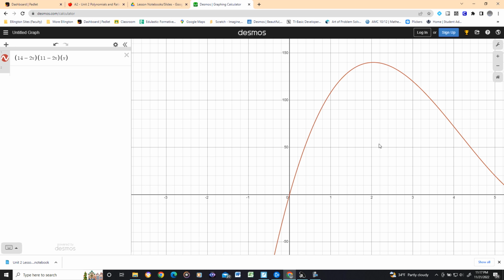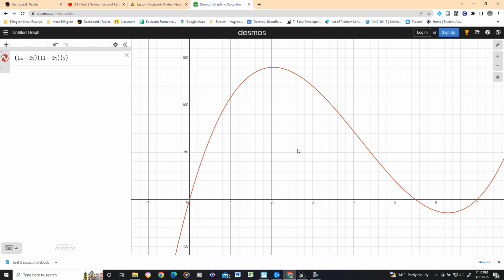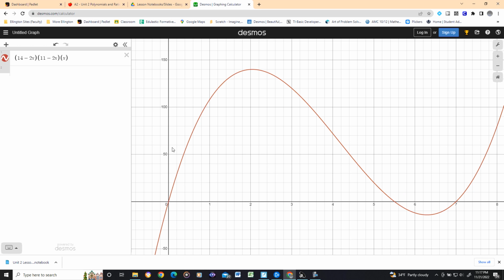Okay, that'll do. So here's the graph. Now I've expanded the x-axis and the y-axis out a little bit to make this graph easy to see. Okay, so let's see what's happening. It starts at 0, right? So remember x is the size of the square cutout. So if x is 0, our volume of the box is 0.